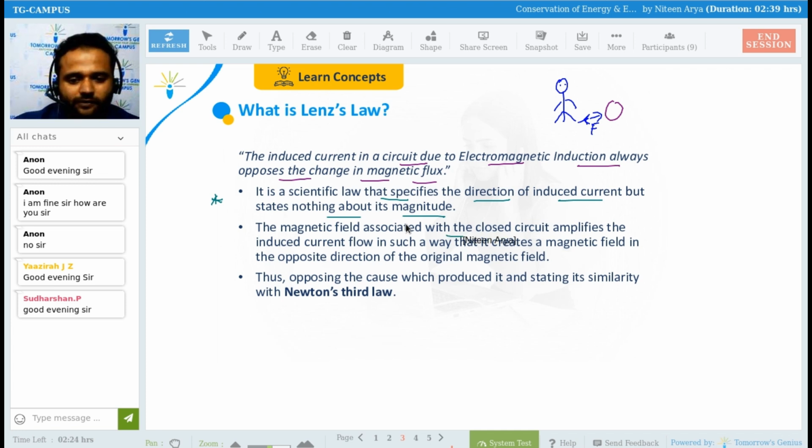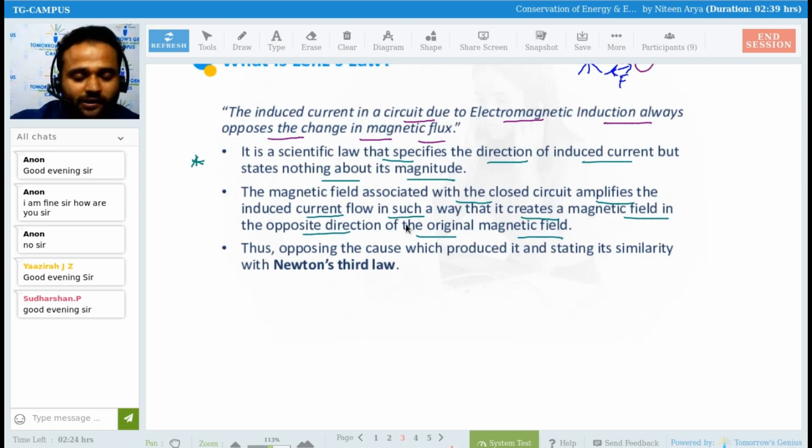Simple. The magnetic field associated with the closed circuit amplifies the induced current flow in such a way that it creates a magnetic field in the opposite direction of the original magnetic field. Now, what it states is a very important thing, and you need to focus here. It states that, suppose there is a coil. In reverse, you can understand more. Suppose there is a coil.